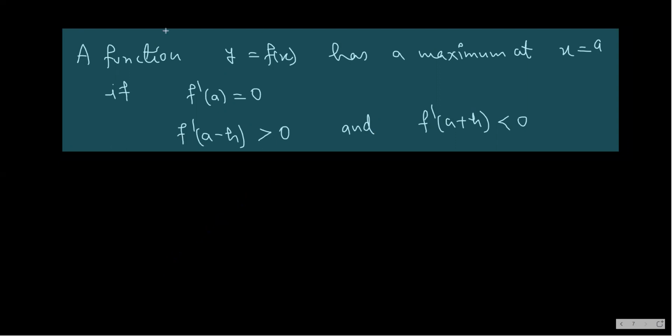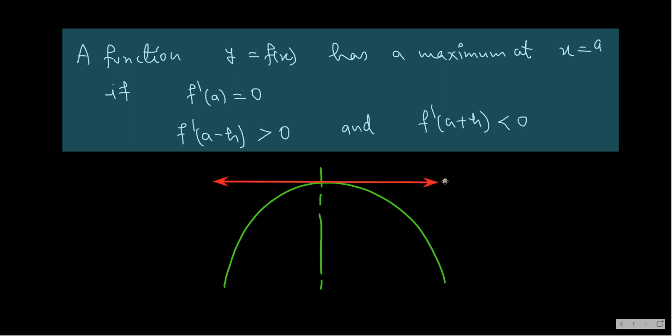Maximum always happens when the curve has the shape this way. You will all agree. The curve has the shape this way, then only here the maximum happens. So remember, for maximum, here the derivative will be 0 because the tangent is parallel.